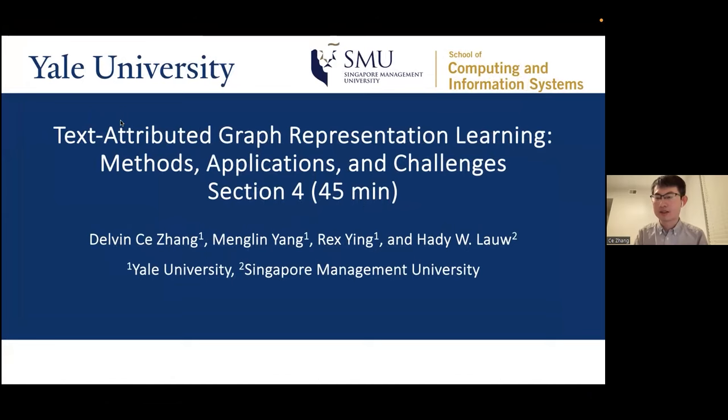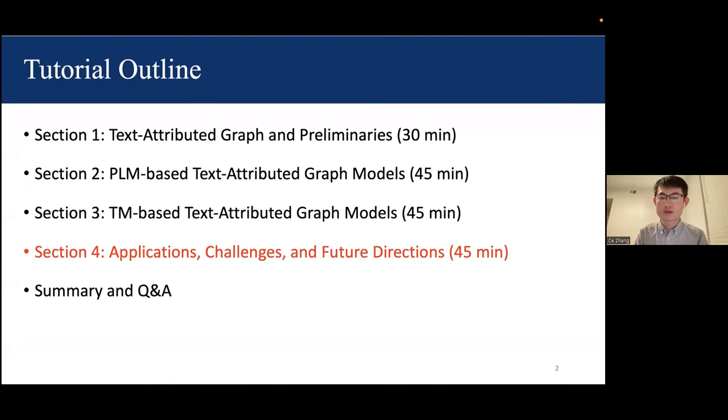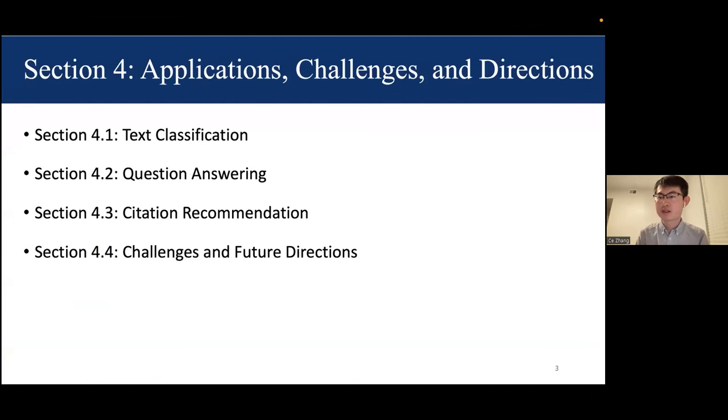Yeah, so the last section, I will talk about the applications, challenges, and future direction of text-attributed graph. So specifically, the last section has four subsections. First of all, let's discuss text classification, how we use text-attributed graph to do text classification.